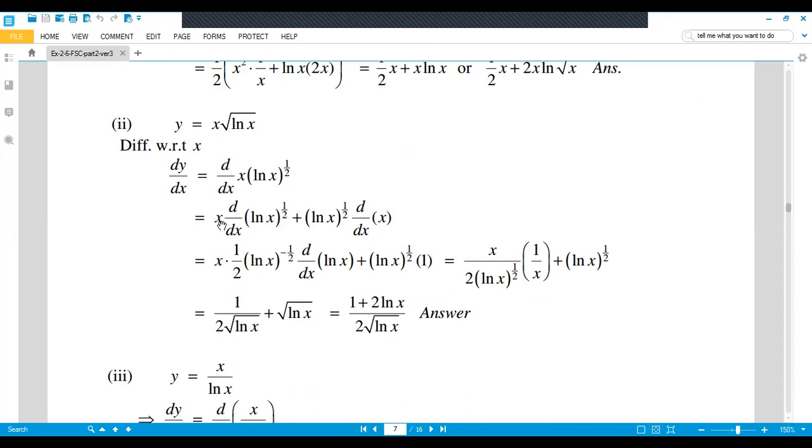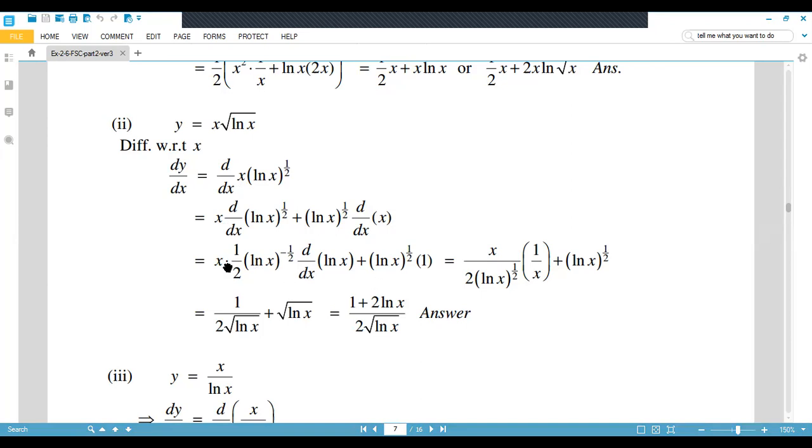So here, the first value as it is times the derivative of the second value, plus the second value as it is times the derivative of the first value. So x, and here the power comes in the coefficient, and from the power you subtract 1. So 1 over 2 minus 1 is minus 1 over 2. Then further the derivative without power, that is natural log of x, plus natural log of x to the power 1 over 2 as it is, and the derivative of x is 1.